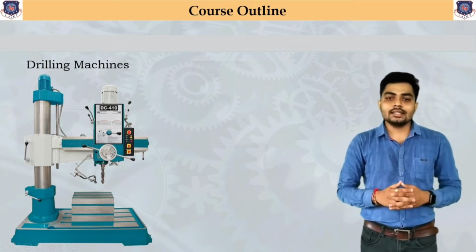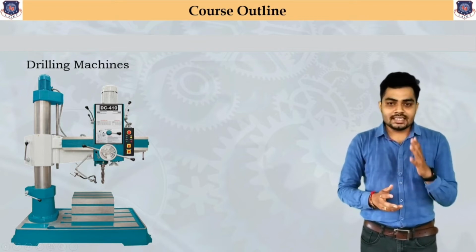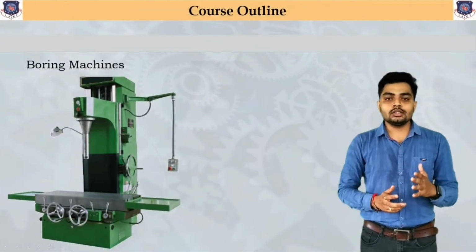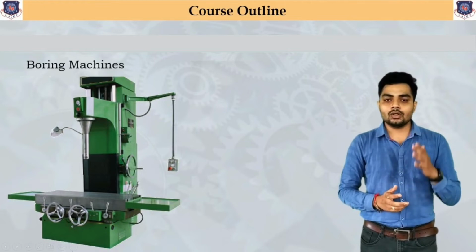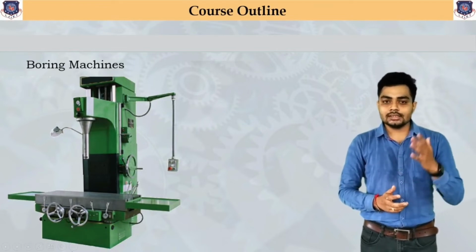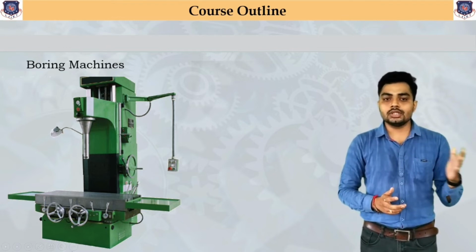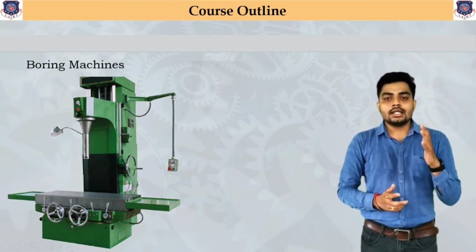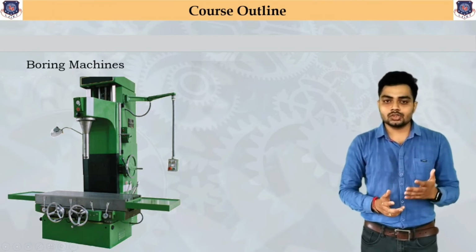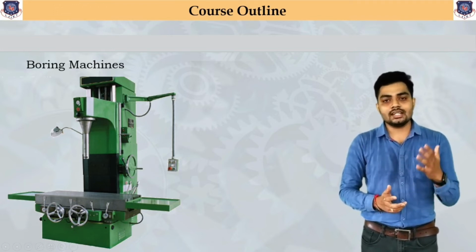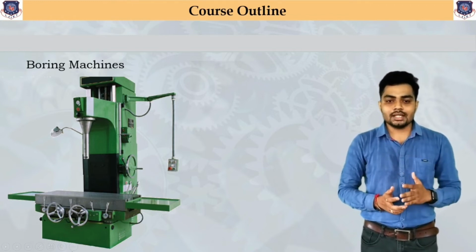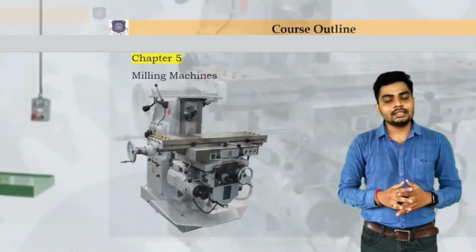Now the next chapter is the boring machine. This topic is also important, as boring is always considered after the drilling machine, because the boring machine has a construction similar to that of the drilling machine, but different operations are performed on it and different parts are also available based on the requirement, which we will study in our further topics. Our next chapter is the milling machine.